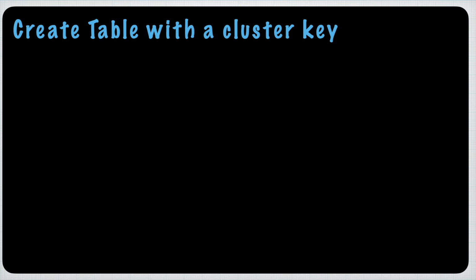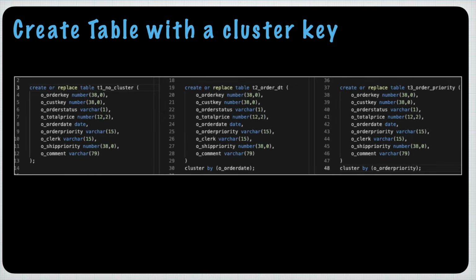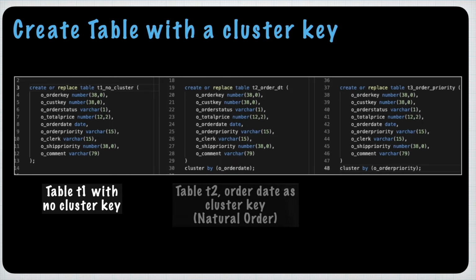Create a table called order table and create 3 instances of it. The order table has order key, order date, and other order related columns. The order key and the order date are the natural fields. If you don't specify any cluster key or a partition key, Snowflake will use its own brain to partition the table. So for the first table, we are not specifying any cluster key and relying on Snowflake to apply it automatically.